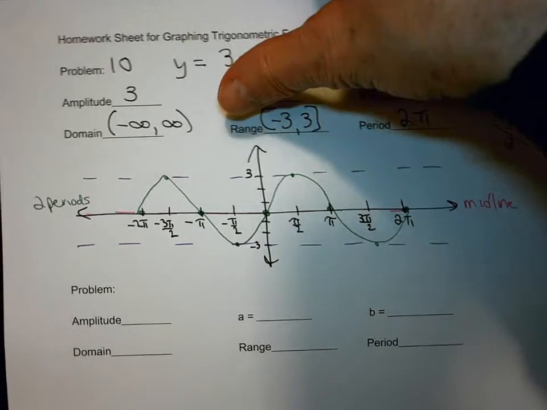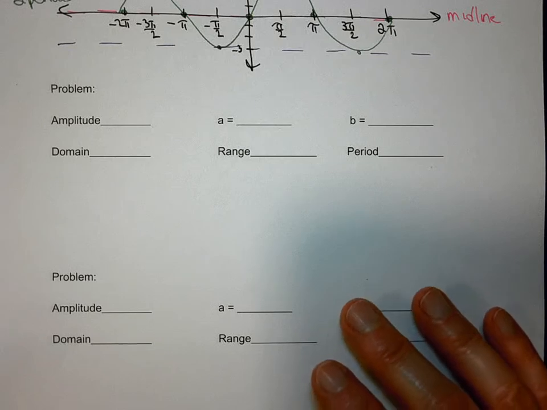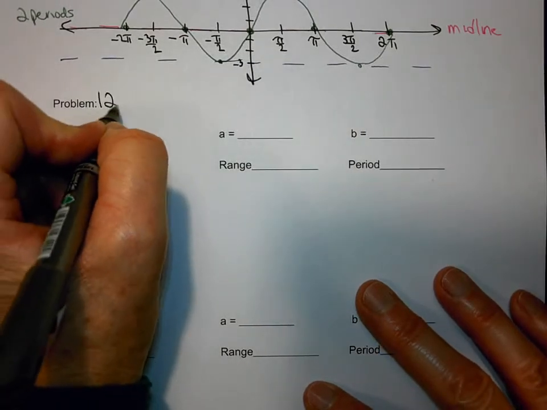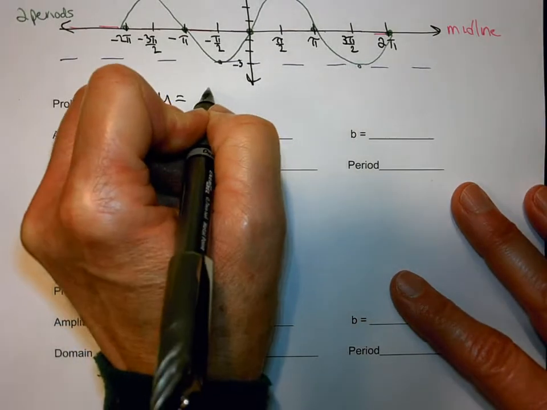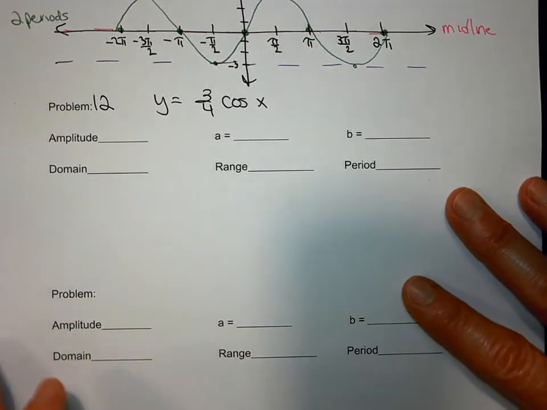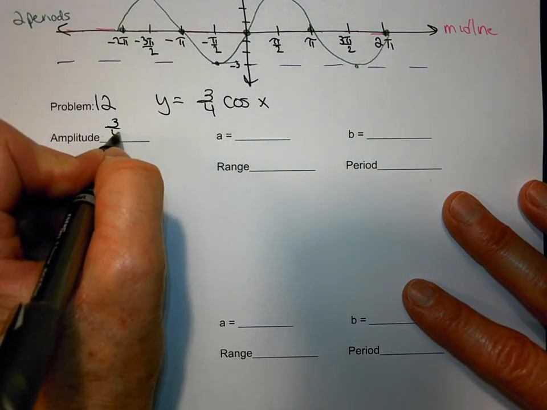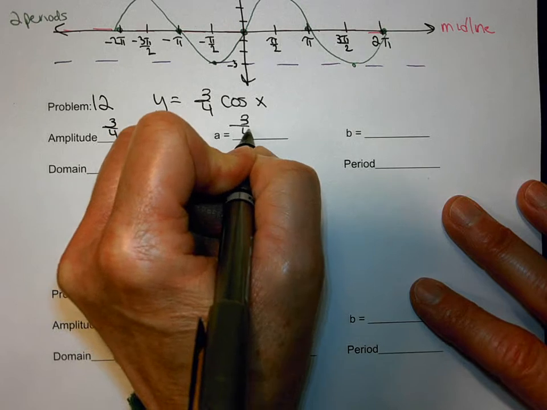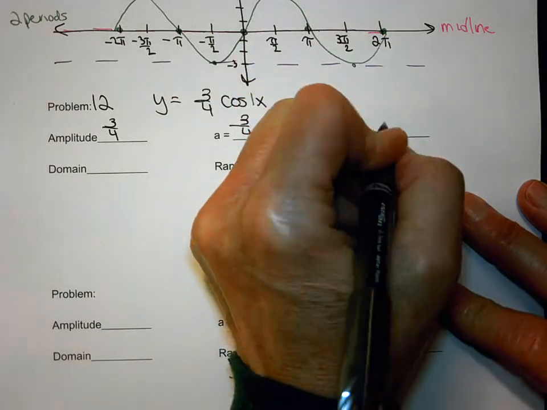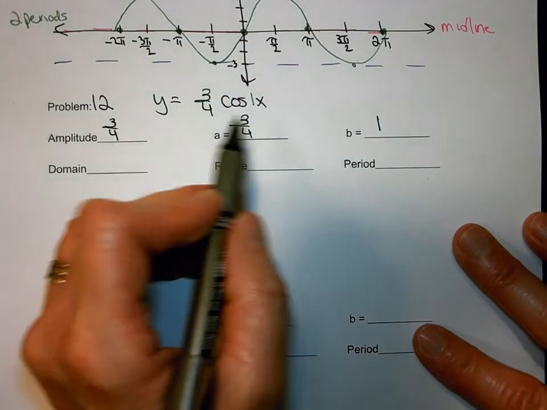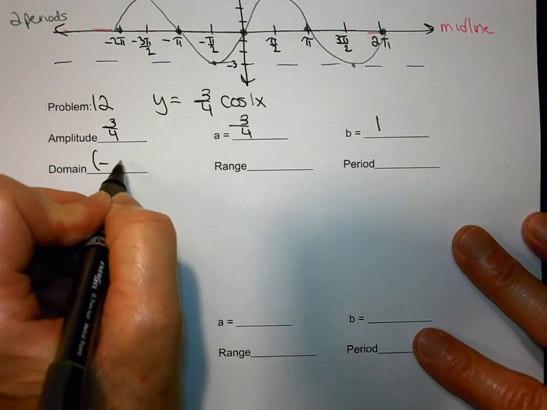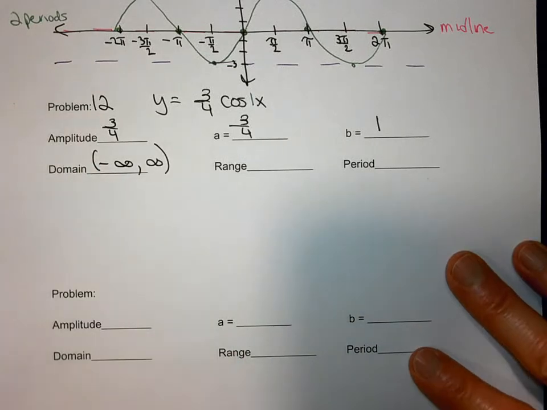Okay, the next problem is going to be number 12, and that said y is equal to 3/4 cosine of x. So again, the only thing that's changing is your a value. So your amplitude in this case is the absolute value of 3 over 4. So 3 over 4, and again I have a 1 value as my b. So that's what I know. Again, I know it's a cosine. I know that, again, from your graphs, it goes on continuously left and right. So negative infinity to positive infinity.